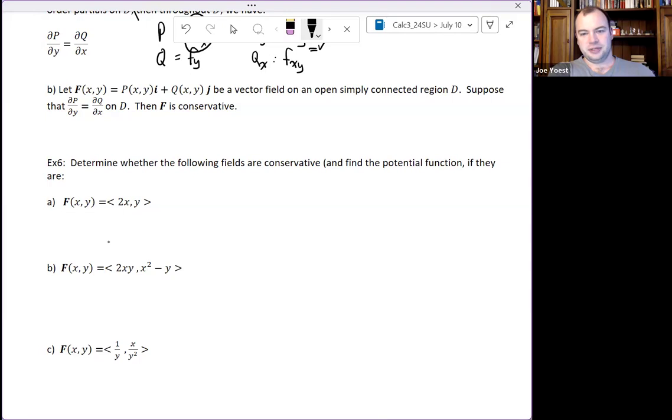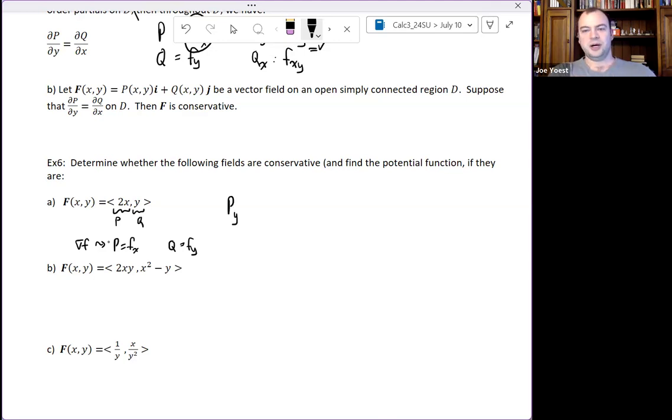I have the x component is 2x and the y component is y. So P and Q, P being the x component, Q being the y component. And remember, if this is grad little f, then P should be equal to little fx, and Q should be little fy. So I want to take the other derivatives and then check and see if they're equal.